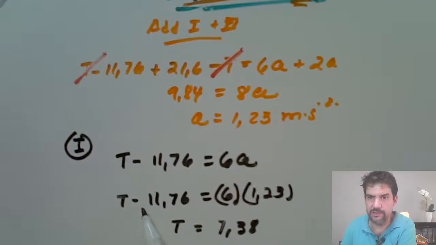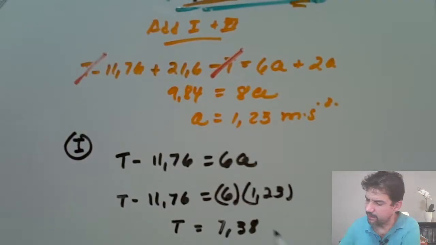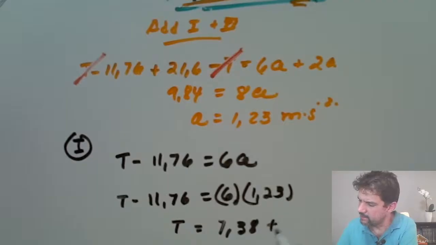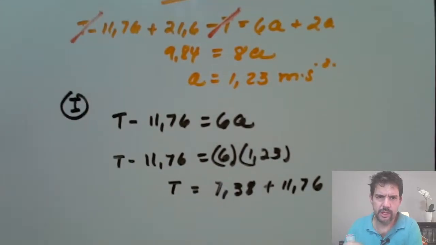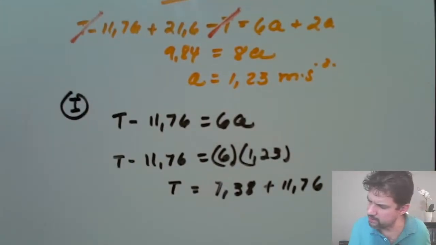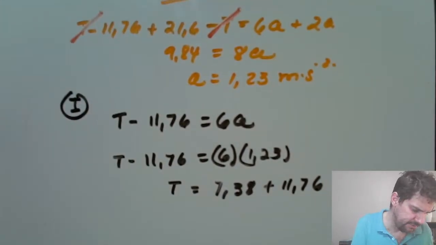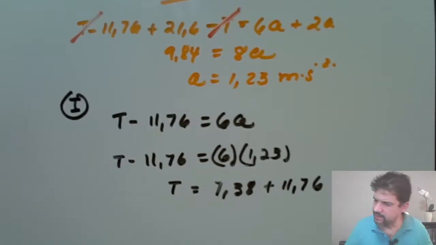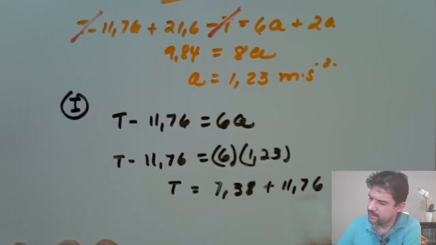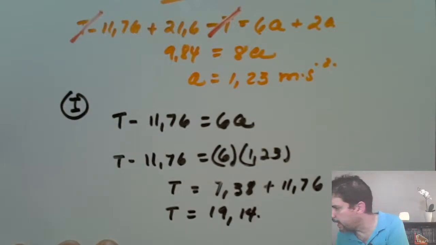Then this one is negative, it's going positive to the other side. You add on both sides there. So this one is plus 11,76. And then T is going to be 7,38 plus 11,76. We get that T is equal to 19,14. I got the same answer.